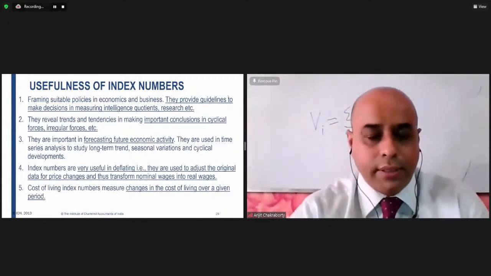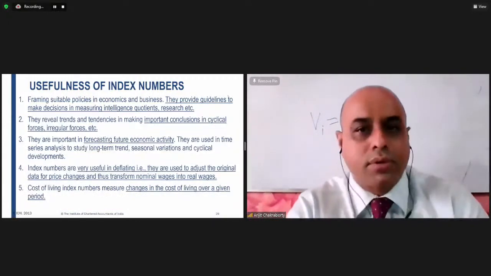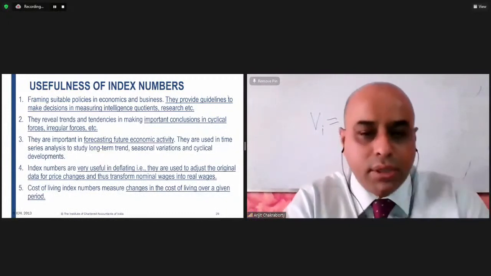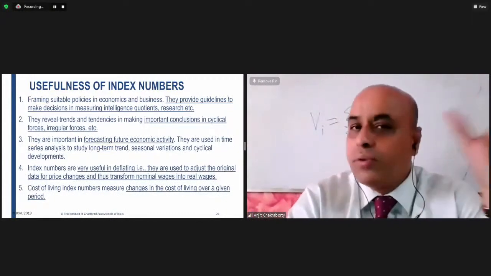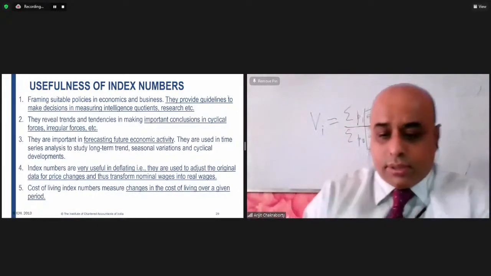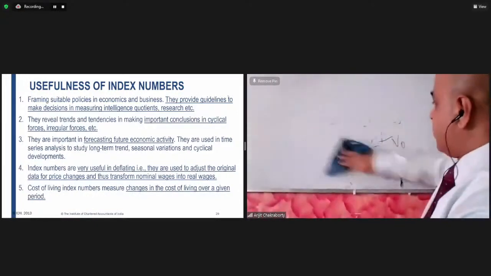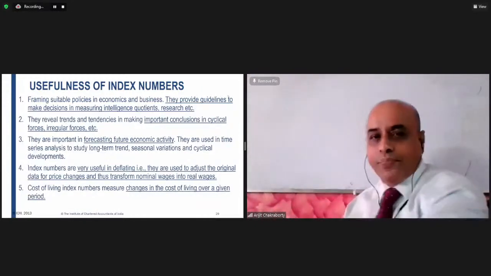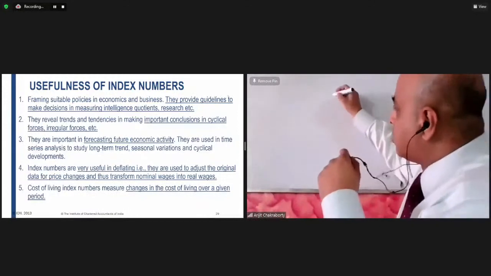So you can see a number of important applications of index numbers. Last but not the least, the cost of living index number actually measures the changes in the cost of living over a given period. So, for example, let me give you an example here: cost of living index, CLI. Now, if you can calculate the CLI, I'm just taking all over the country.